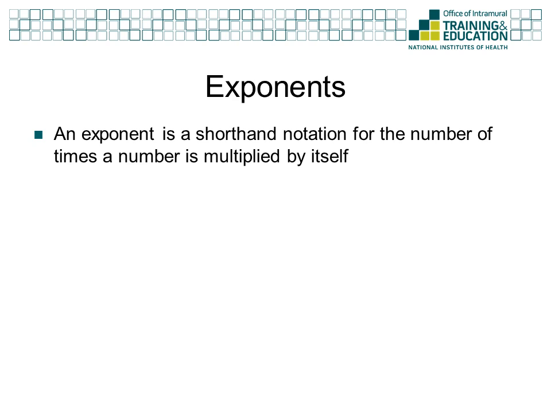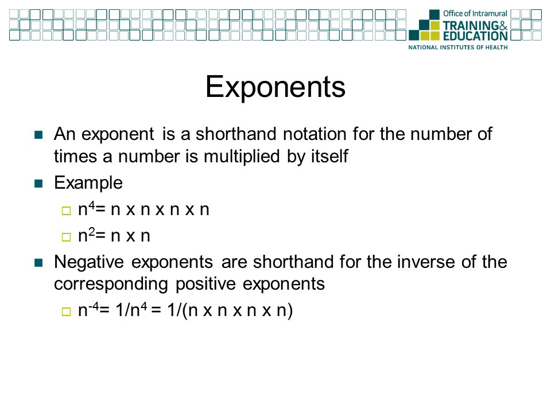Before we can discuss how to multiply and divide exponents, it is best to define what an exponent is and cover a couple of the basic rules. Simply defined, an exponent is a shorthand notation for the number of times a number is multiplied by itself. For example, n to the fourth power is shorthand for n times n times n times n, or n times itself 4 times. N to the second power, or n squared, is equal to n times n, or n times itself twice. Exponents can also be negative numbers.